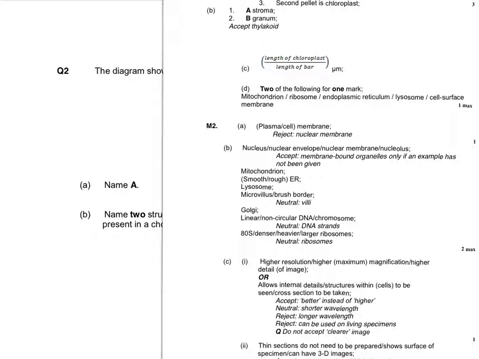When you're mentioning ribosomes, look at that answer. It wants here 80S, or denser or heavier or larger ribosomes. If you just put ribosomes, that is not sufficient, okay? So just watch for that. You need to give a detailed answer.